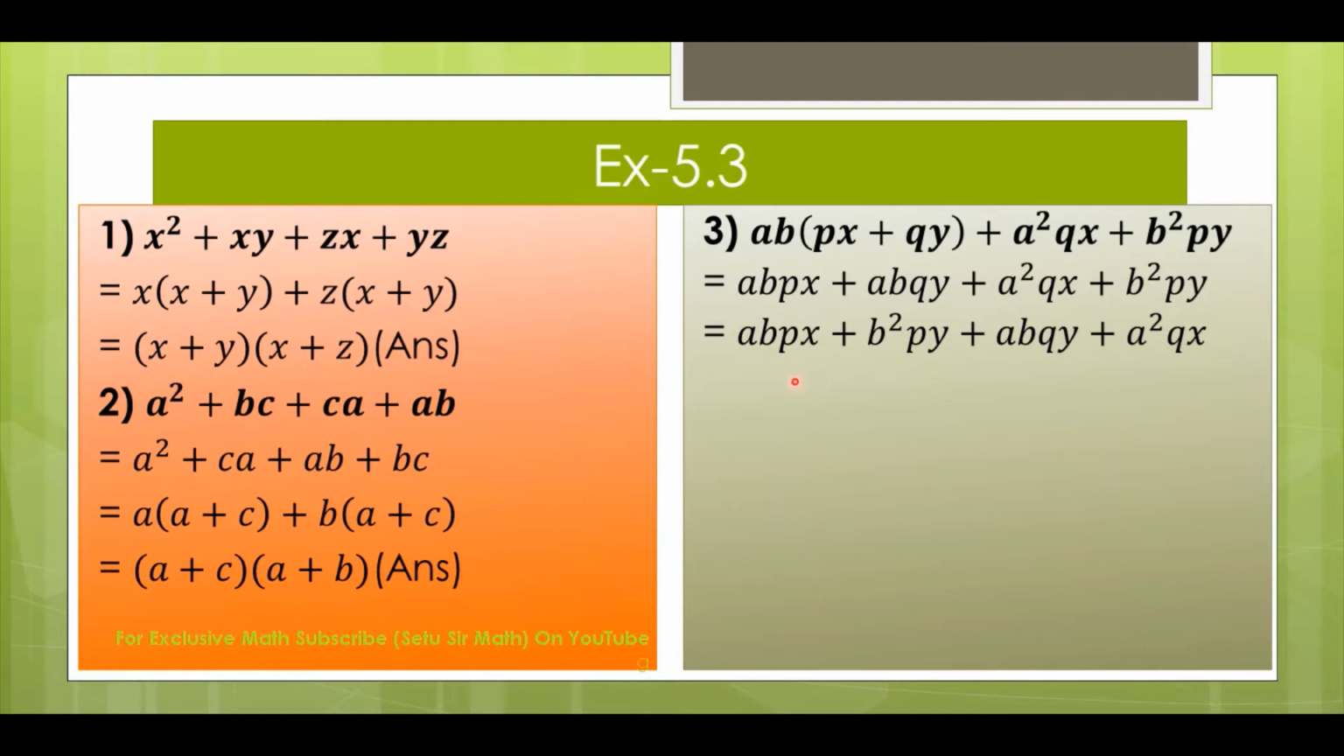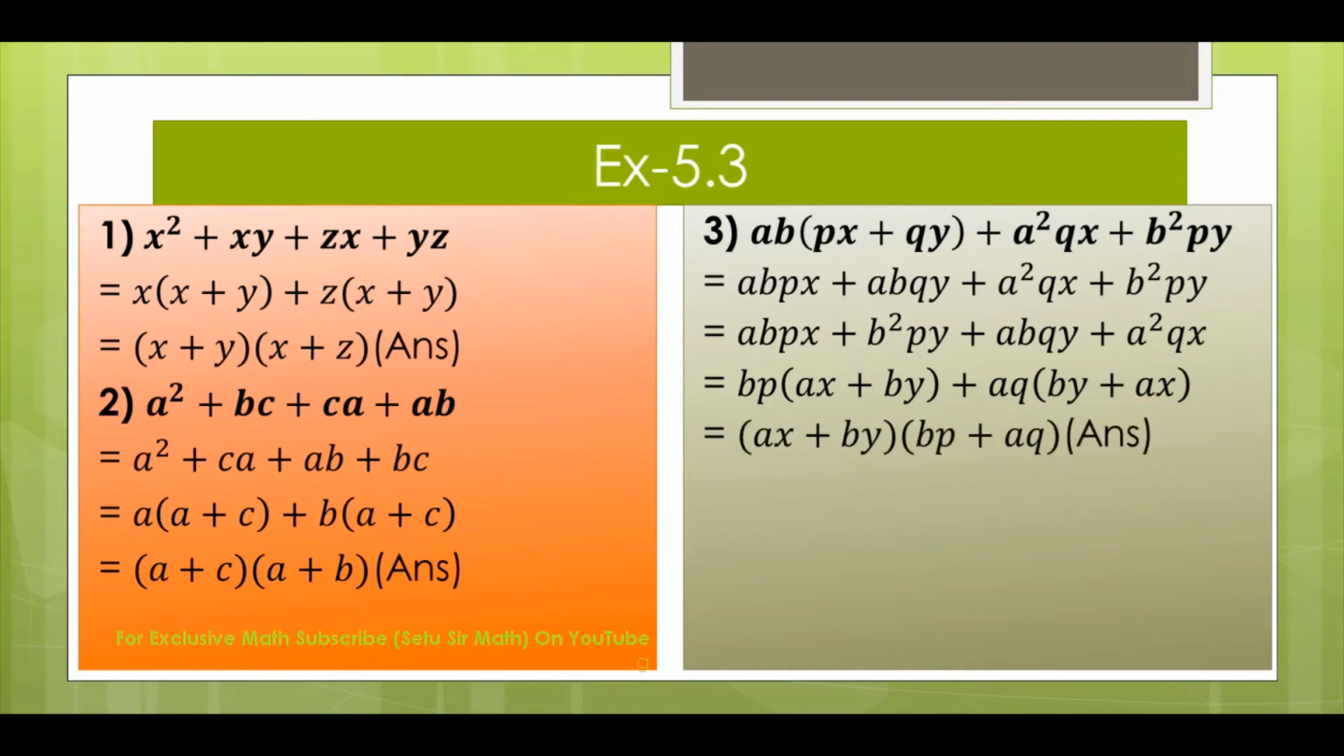So the next line, abpx and b square py, if we take these two terms, and abqy plus a square qx, if we take these two terms, we will find the common term. As you can see, we are taking common bp in here and we get ax plus by. We are taking common aq in here, we get by plus ax. That means ax plus by and by plus ax, that is the same term. So we will take this same term common, and the rest of the thing bp plus aq. So ax plus by multiplied by bp plus aq. This is our desired answer. And the factorization form is obviously multiplication form.